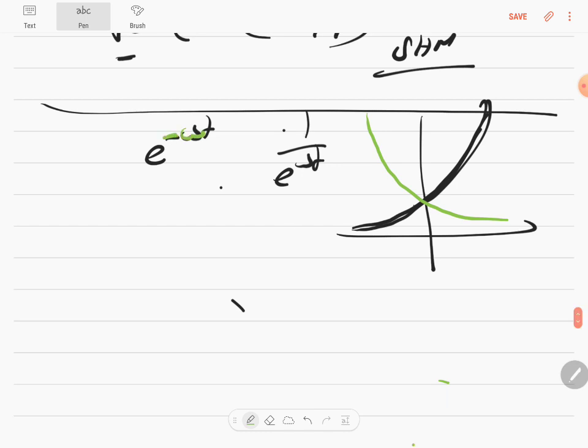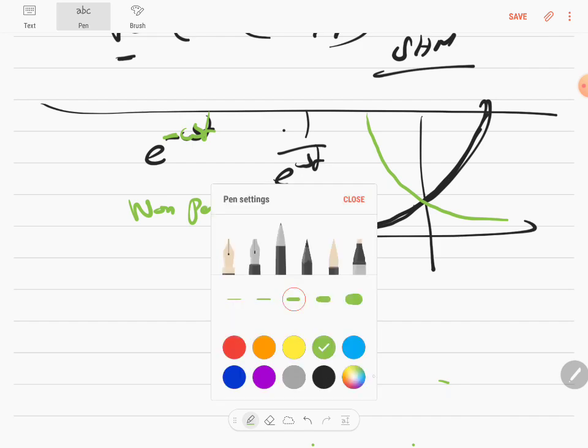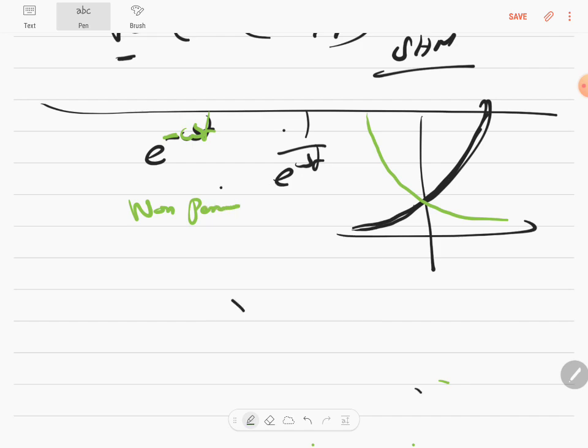Because of the negative sign, they are definitely not repeating themselves. It's not periodic, and definitely not simple harmonic also. So that's done, because only a periodic function can be tested for simple harmonic. So let's go to the next question. Oh, logarithmic function.